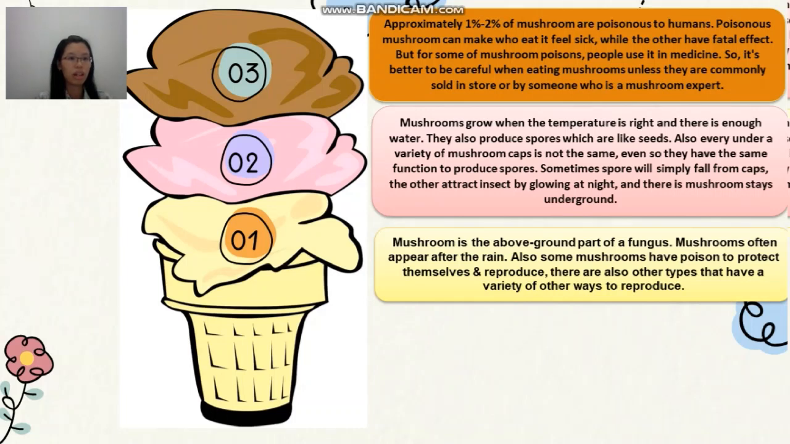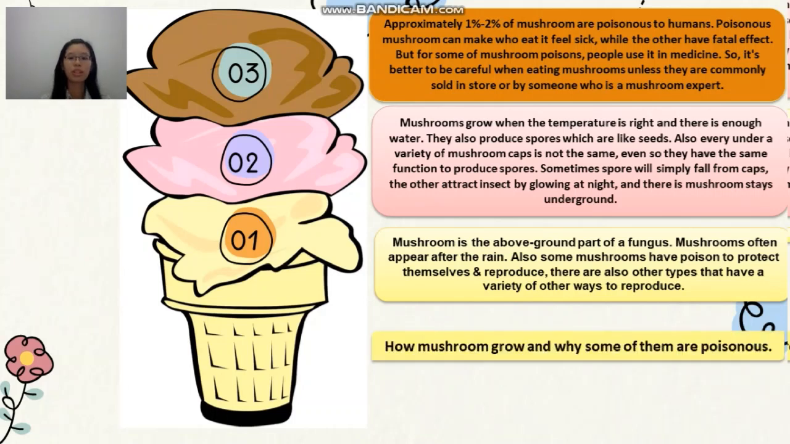So, what is the main idea of the text? The main idea we got is how mushrooms grow and why some of them are poisonous.